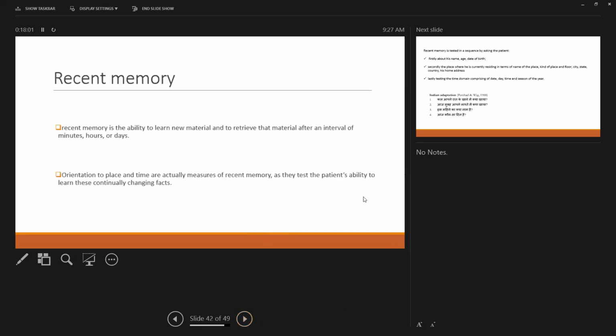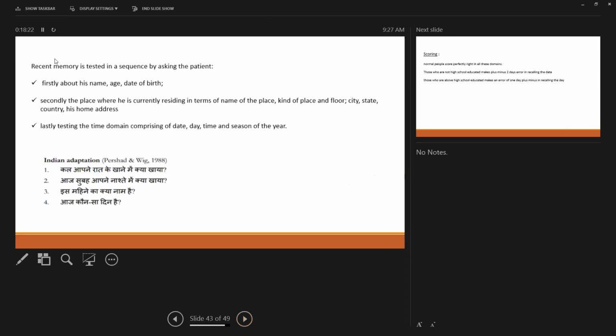Recent memory is the ability to learn new material and to retrieve that material after an interval of minutes, hours, or days. Orientation to place and time are actually measures of recent memory, as they test patients' ability to learn these continuously changing facts. So for recent memory, we can check the patient's orientation to place and time.